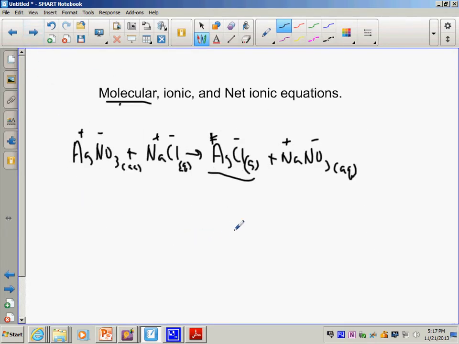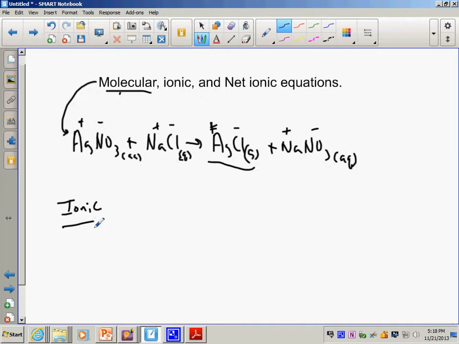All right, so this is called the molecular equation. This is a very typical way to write this type of reaction, even though there are some fallacies here. These are not actually together. Next up is what's called an ionic equation. It's not as common, but anything that's actually an ion, you write as an ion.